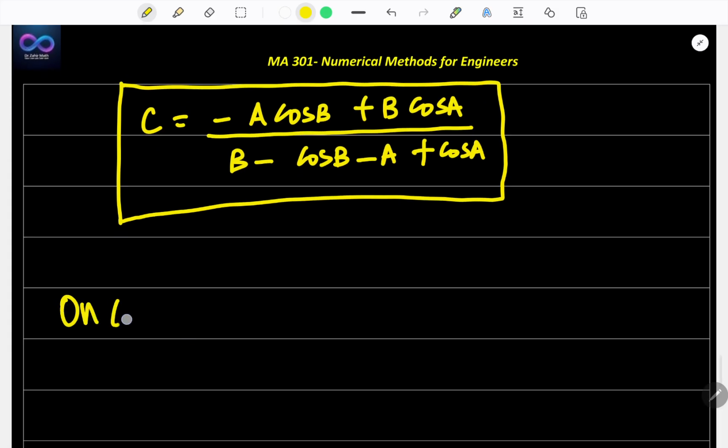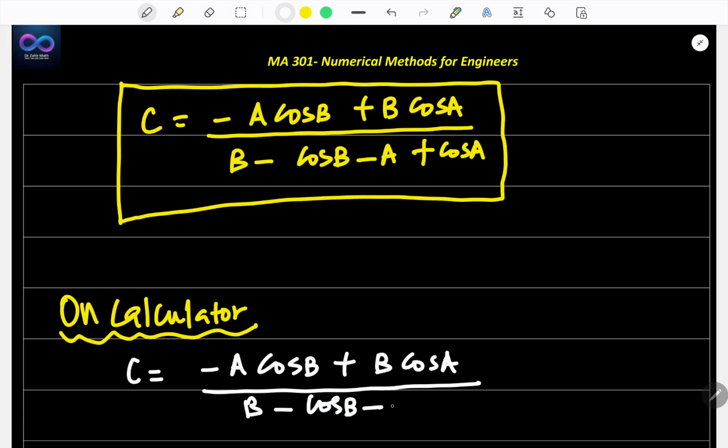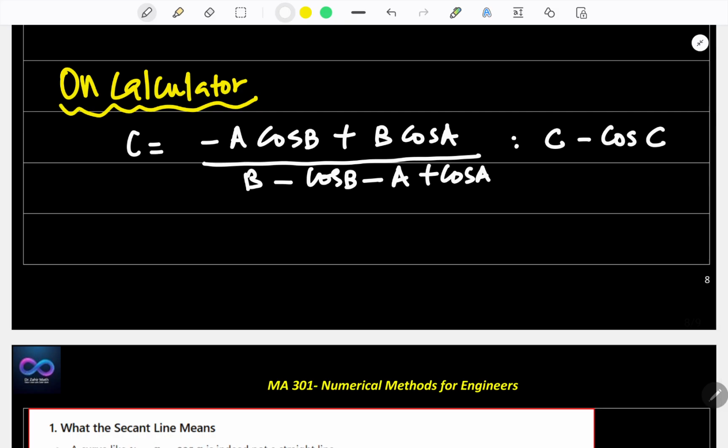Right. So now on the calculator, you are going to type this formula. So what formula you're going to type? C is equal to minus A cosine B plus B cosine A divided by B minus cosine B minus A plus cosine A semicolon, and then C value, function value, C minus cosine C. Why? Because f of x equals x minus cosine x. So this is on the calculator. Already I have this on the calculator. So let me go and start. So type this all of you in the calculator quickly. Yes, let me wait. Okay, I have in the calculator already. You also have in the calculator. Just you need to alter. I already altered. Okay, right.